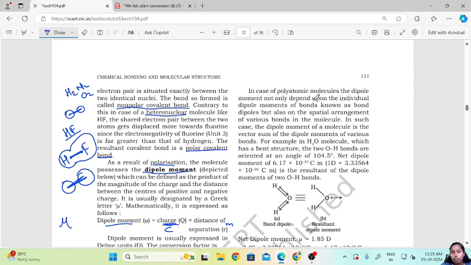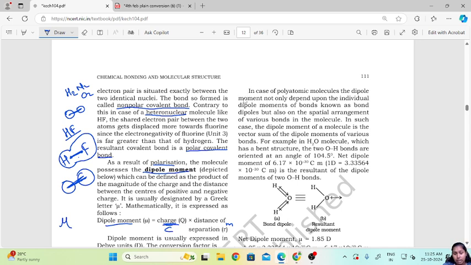Now, in case of polyatomic molecule, the dipole moment not only depends upon the individual dipole moments of the bonds, known as bond dipoles, but also on the spatial arrangement of various bonds in the molecule. So in a polyatomic molecule, it depends not only on the individual dipole moments but on the overall dipole moment.